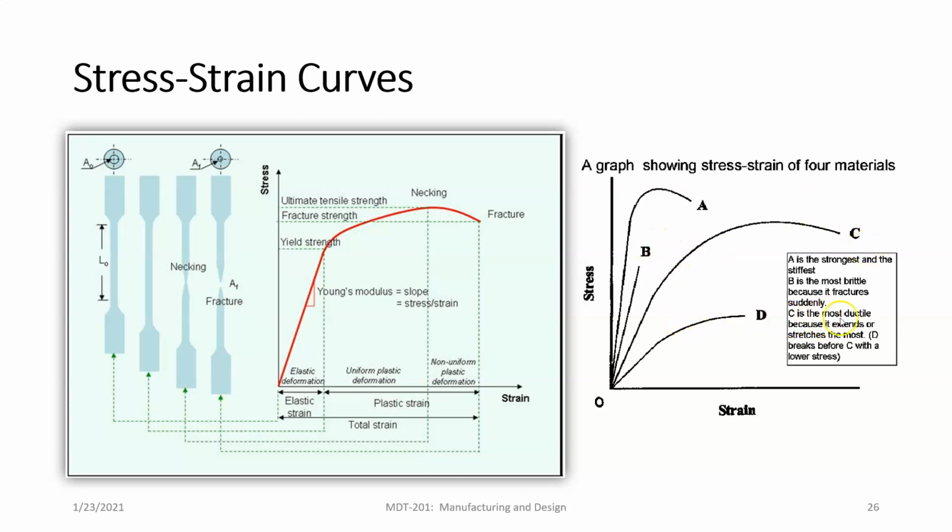All right. C is the most ductile because it stretches the most. So think of C as like aluminum, right? Aluminum is very bendy. So we can bend aluminum very much and it doesn't really fracture until we really, really bend it a lot. And D breaks. D basically bends and then it just fractures.